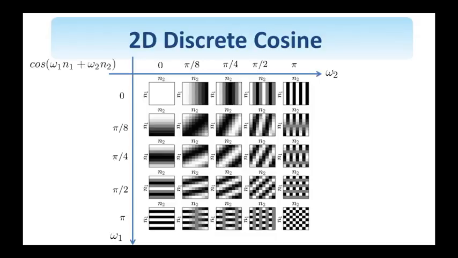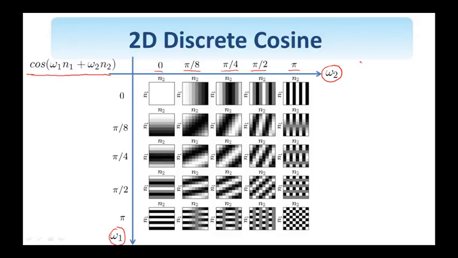Similarly to the previous slide, we show here the values of the two-dimensional cosine omega 1 n1 plus omega 2 n2 for various values of the frequencies omega 1 and omega 2. So we consider the frequencies 0, pi over 8, pi over 4, pi over 2, and pi. And since pi is involved, the resulting cosine is periodic in the spatial domain.